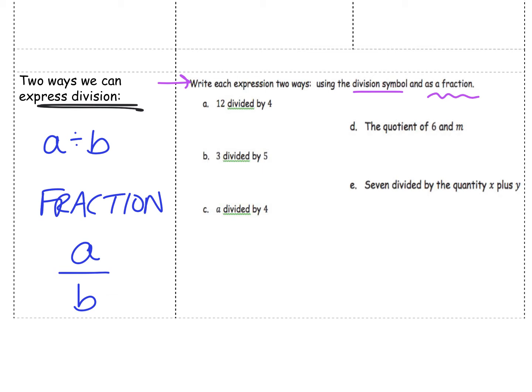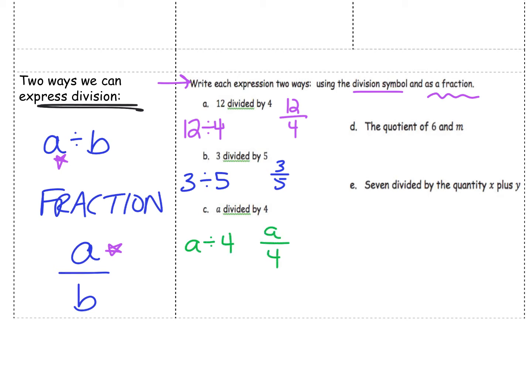First number always goes top or first. Okay, so A, 12 divided by 4. I know that's 12, division symbol 4. We could also say 12 over 4 or 12 divided by 4. B, 3 divided by 5. 3, division symbol 5, or 3 over 5. That's 3 divided by 5, or 3/5. C, A divided by 4. A divided by 4. D, the quotient of 6 and M.